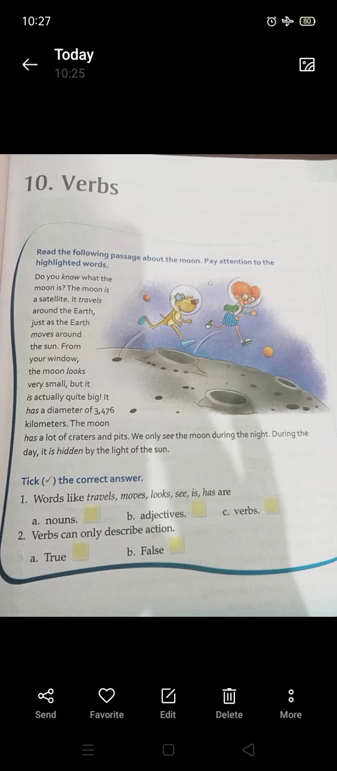Do you know what the moon is? The moon is a satellite. It travels around the earth, just as the earth moves around the sun. From your windows, the moon looks very small, but it is actually quite big. It has a diameter of 3,476 kilometers. The moon has a lot of craters and pits. We only see the moon during the night. During the day, it is hidden by the light of the sun.